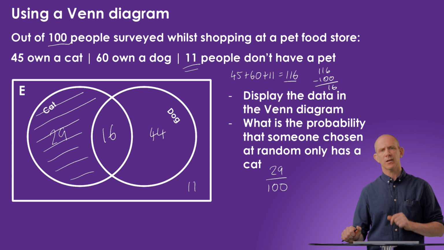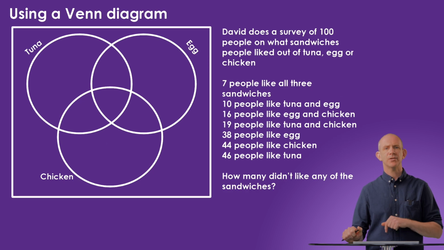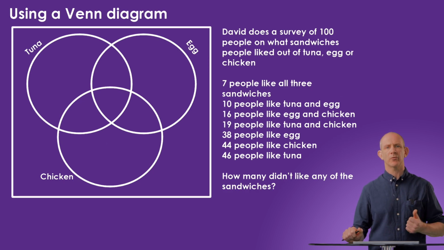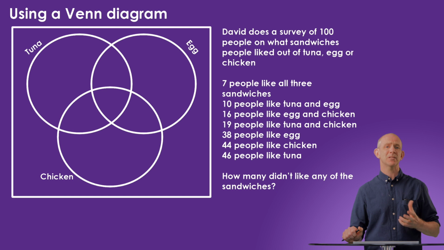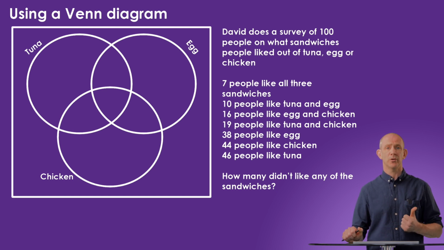Let's look at a more complicated Venn diagram with more than two sets. In this question, we're asked to complete a Venn diagram from the results of a survey completed by David on 100 people on what sandwiches people liked out of the options of tuna, egg, or chicken. We're given the following information.